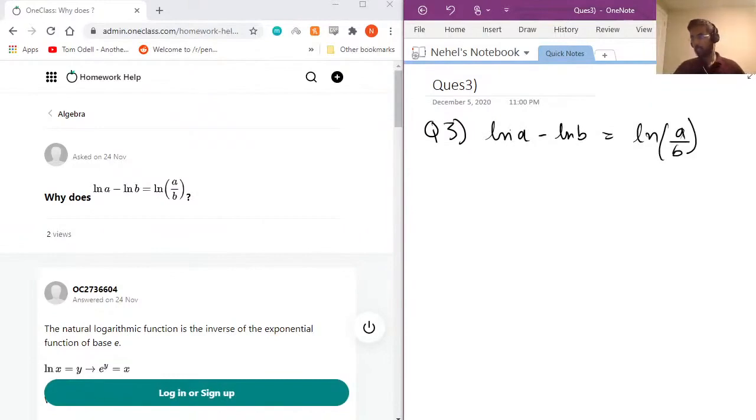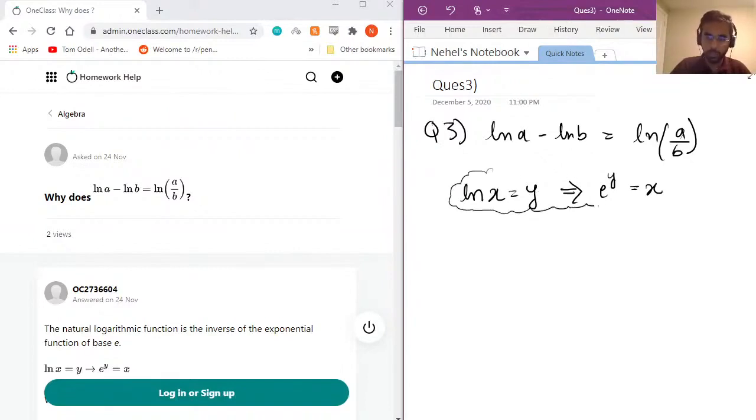Just to recall what logarithm is and how it works: if I'm given log of x equals y, this is equivalent to e to the y equals x. So the logarithmic term becomes the answer, and the answer becomes the exponent. This is the key principle we need to know in order to prove the above.